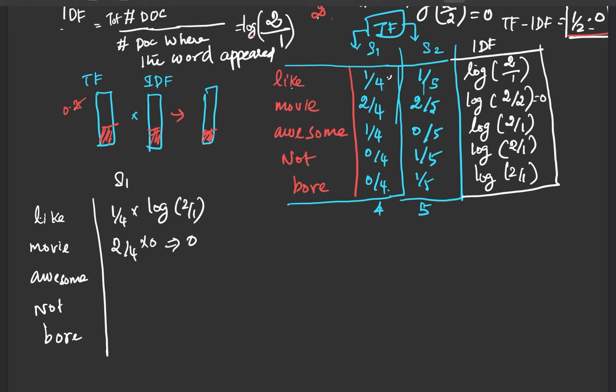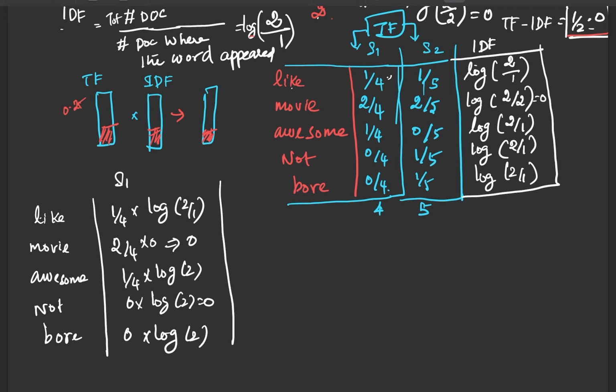Awesome, 1 by 4 log 2. Not, it's not there, it's 0 into log 2, which is 0, and bore is not available in the first document, 0 log 2. Similarly, calculate the TF-IDF for document 2 for every word.